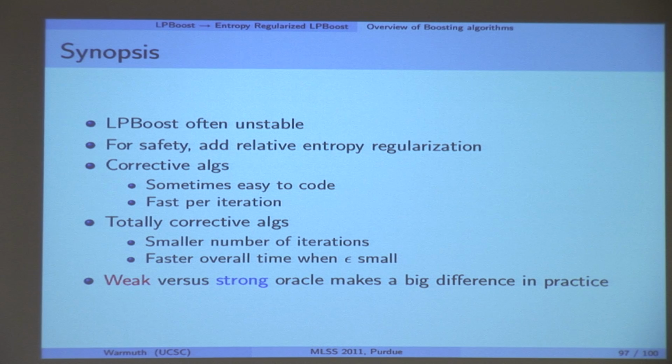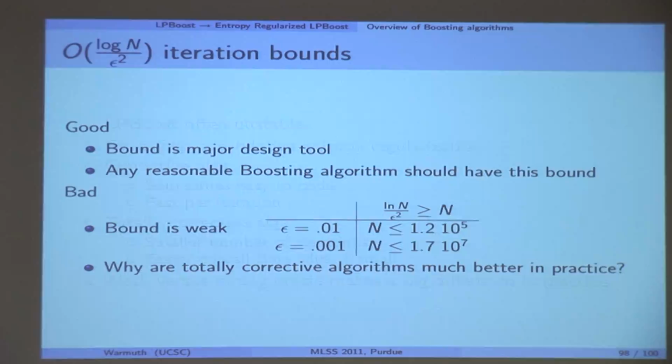It's kind of paradoxical. You spend more time per iteration, but overall you're fine. And then in practice, weak versus strong oracle makes a big difference, but theoretically it doesn't. So the theory is very weak, unfortunately. So now about this bound. This was the bound why boosting came about. Rob Schapire, in his first recursive construction, he showed this bound. After this many iterations, you have consistency.